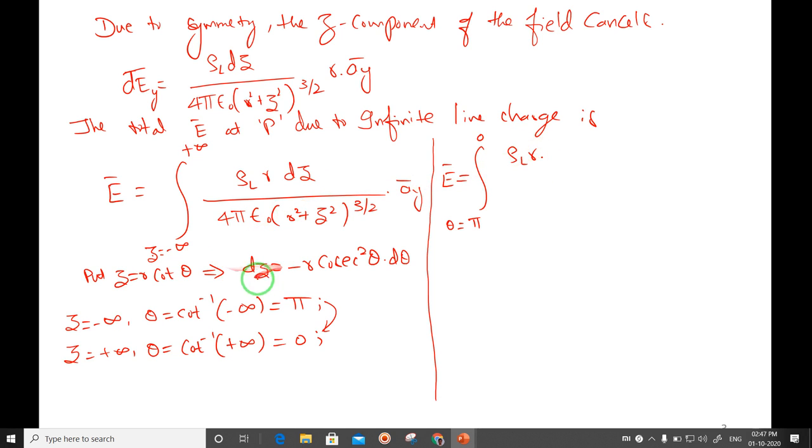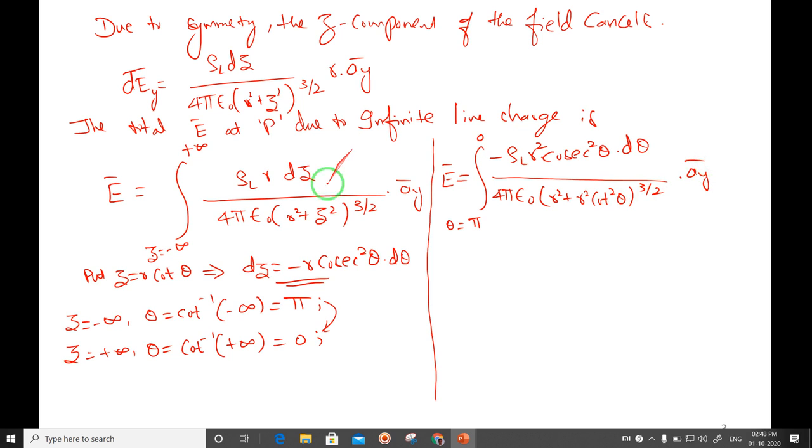What is dz? dz is here, minus R cosecant square theta d theta. So minus R means R into R square, cosecant square theta d theta. I am substituting dz here, divided by 4 pi epsilon naught, then r square as it is. Then what is z square? z is r cot theta. z square means r square cot square theta. R square cot square theta whole to the power of 3 by 2, and this is the unit vector ay.